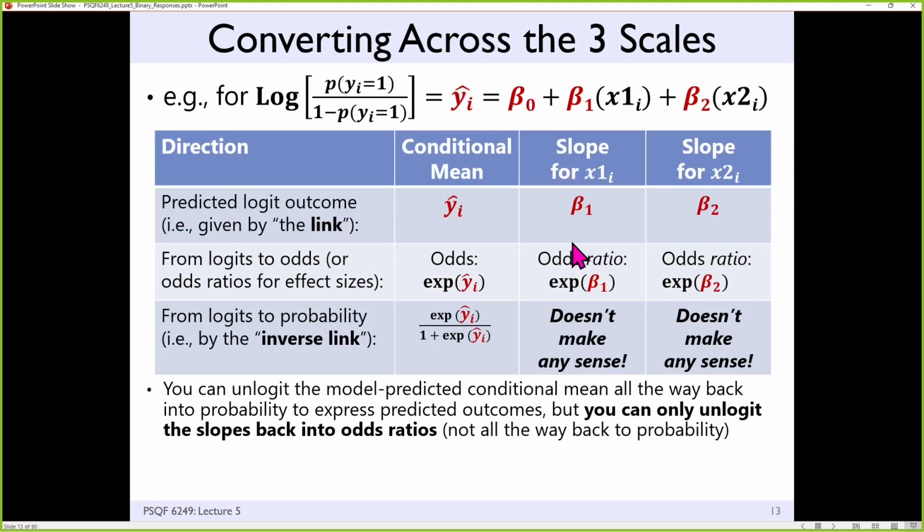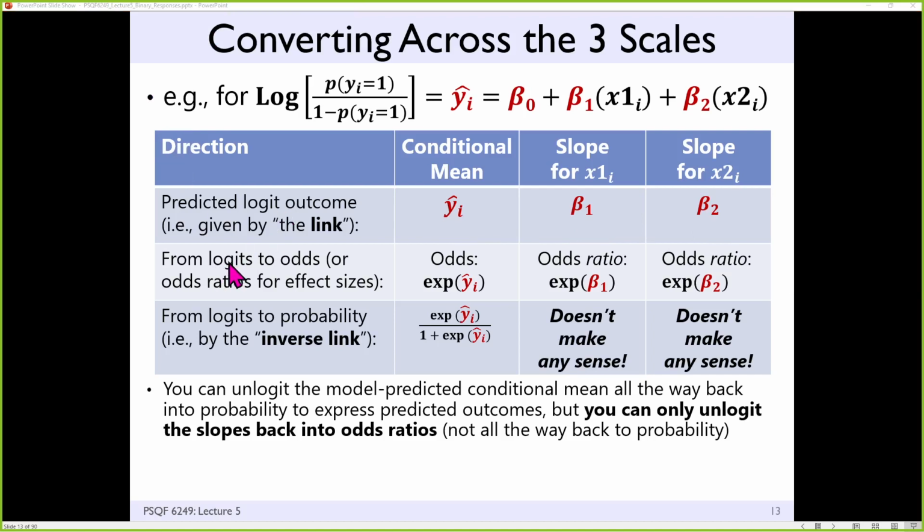Okay, what's next? Cautionary tale is next. So this is less relevant for our purposes, but I include it because I see this getting screwed up when people are first getting used to these models, is what you can convert and what you can't. So if you're starting with predicting logits, here are the parameters that we have. We have y hat as the result of the model. Beta 1 and beta 2 are the slopes here.